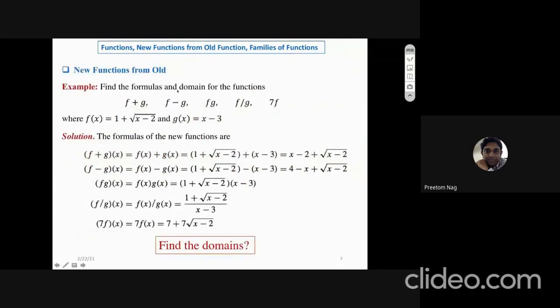So our next case is new functions from old functions. Okay, so if you have f of x is 1 plus square root of x minus 2 and g of x is x minus 3, then you can easily obtain new functions as sum of two functions, subtraction between two functions, product between two functions, division between two functions, and scalar multiple of functions. Okay, so for these problems it is left for you to find the domains for these functions.